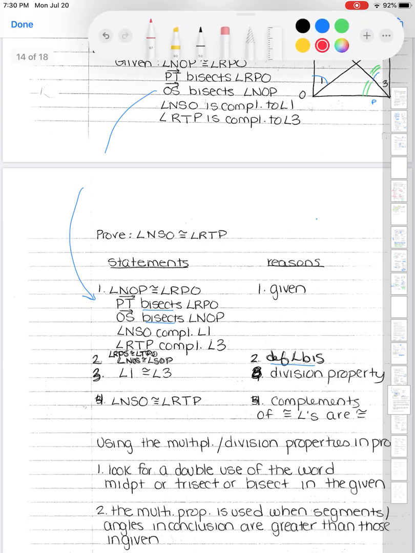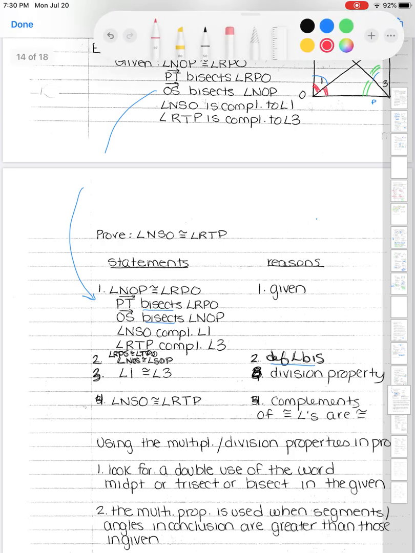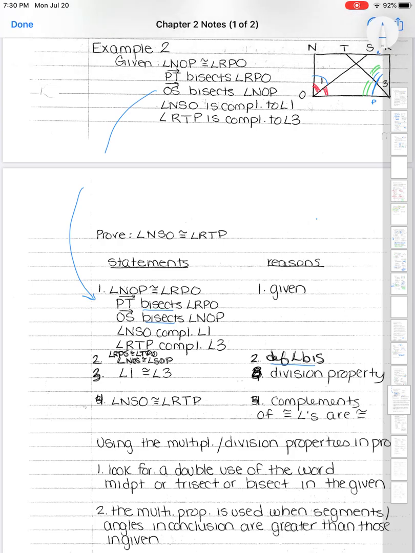So if PT bisects RPO, so then I know, where are we here? This guy is congruent to this guy. And if I have the same on the other side, I know that this is congruent to this by the other bisect, because OS bisects that angle. So I used my notion. Now what's being bisected? An angle. So that is why it doesn't just say definition bisect, it says definition angle bisector. And I include both of those statements there for the angles that are being bisected.